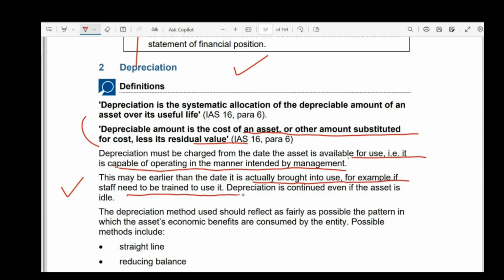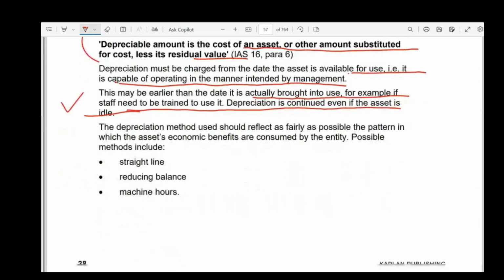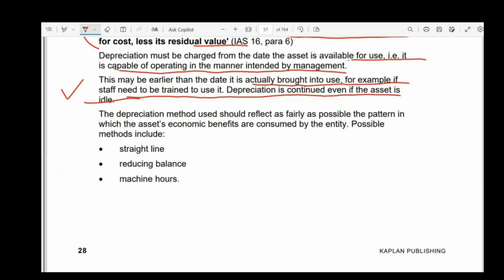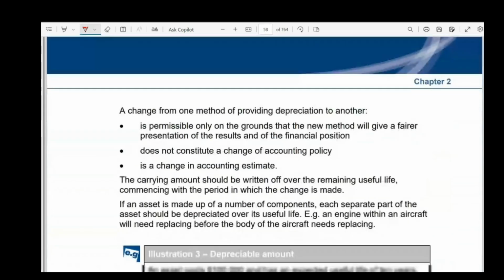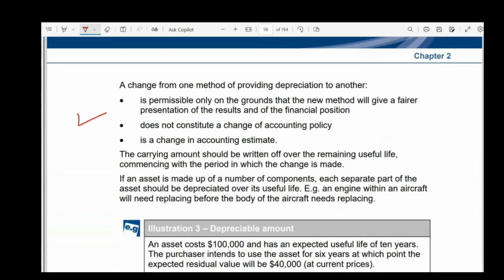For example, if staff needed to be trained to use it, depreciation is continued even if the asset is idle. But you have to consider it if you are a working professional, so again you have to consult with your auditors for further guidelines. The depreciation methods used are straight line, reducing balance method, and machine hours. The accountants are very well aware of these, so there is no further explanation because everyone is well aware of these methods.